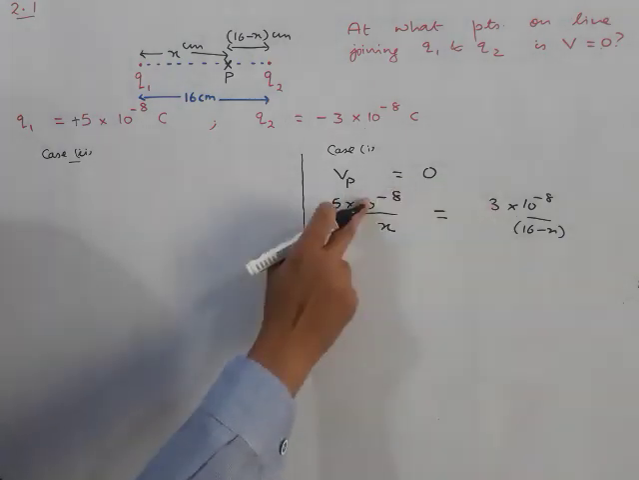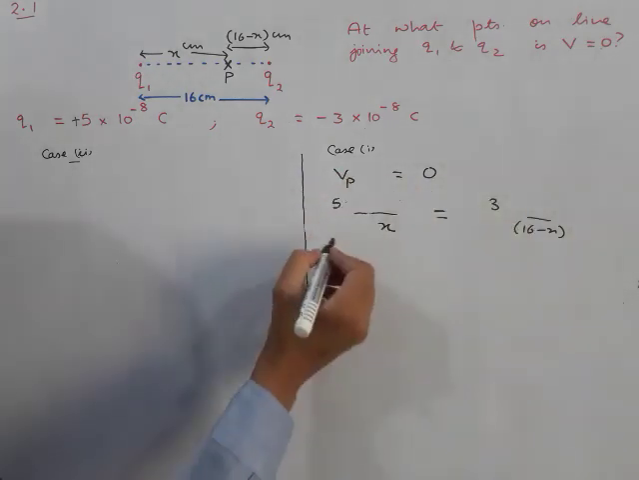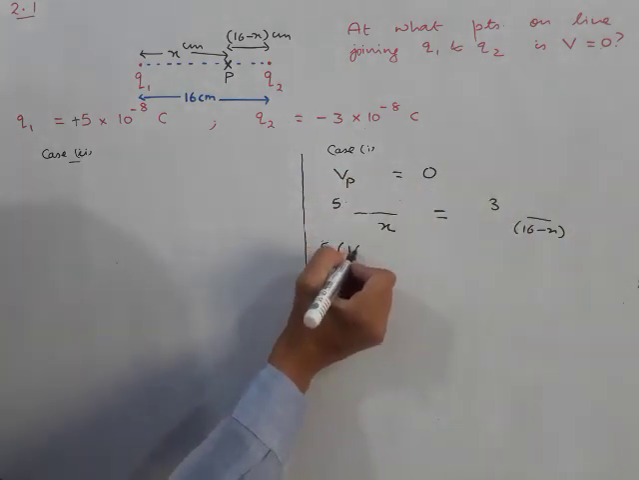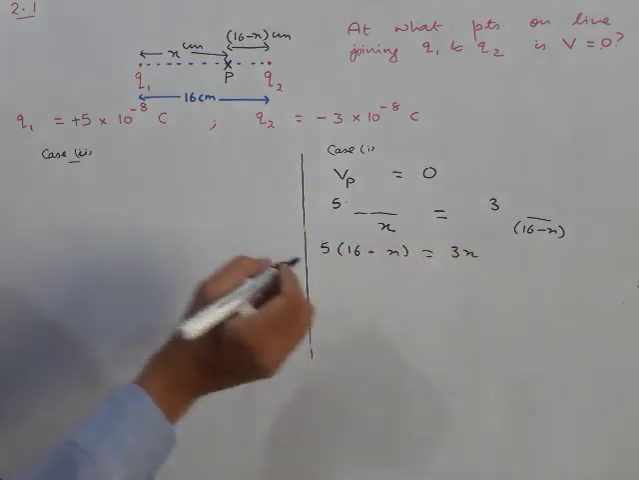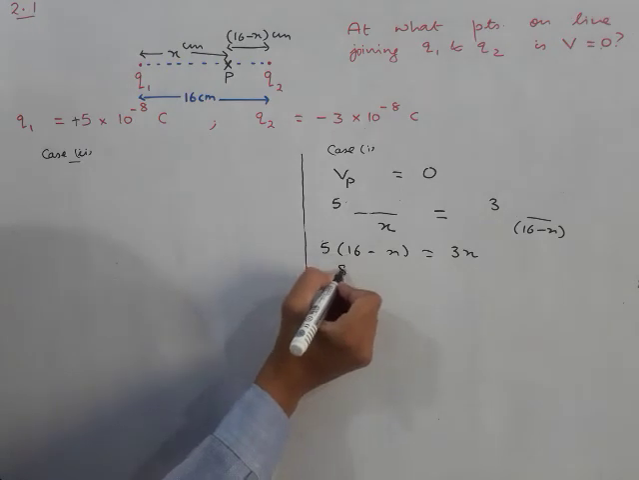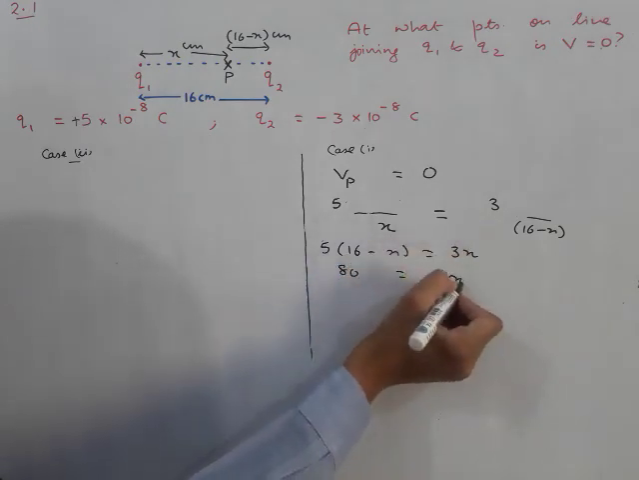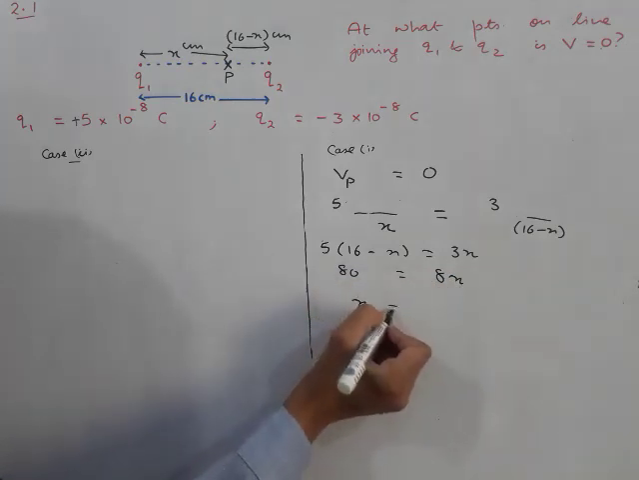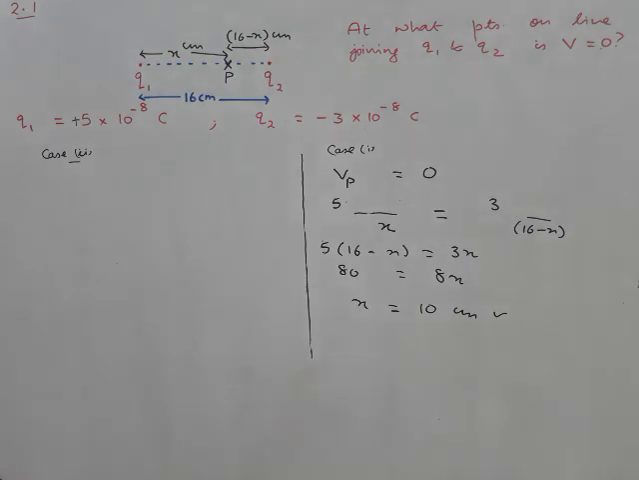10 to the power minus 8 will cancel from both sides, so we will be left with 5 into 16 minus x is equal to 3x. So 5 into 16 is 80, minus 5x will go that side, that will become 8x. So 8x is equal to 80, means x is equal to 10 centimeter is our answer. But this is not the complete answer. This I have written as case 1.